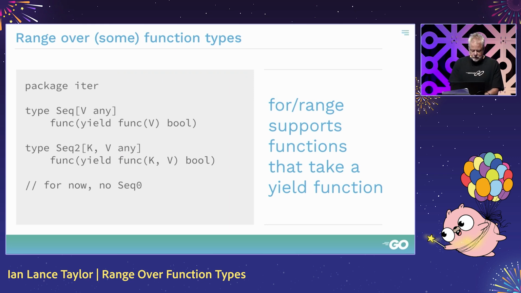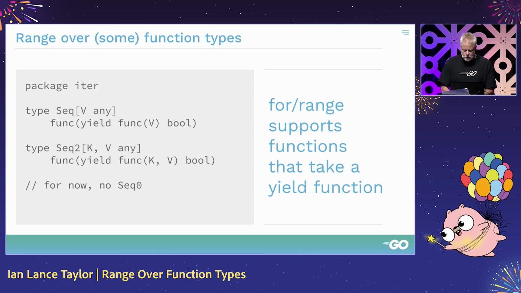To make iterators easier to use, the new standard library package iter defines two types, Seq and Seq2. These are names for the iterator function types, the types that can be used with the for range statement. The name Seq is short for sequence, as iterators loop through a sequence of values. The difference between Seq and Seq2 is just that Seq2 is a sequence of pairs, such as a key and a value, from a map. In this talk, I'll focus on Seq for simplicity, but most of what I say covers Seq2 as well.